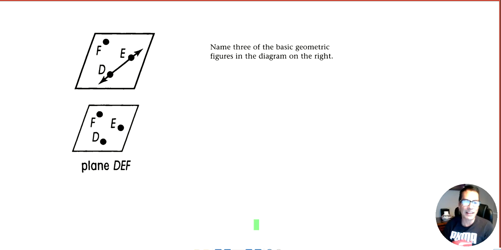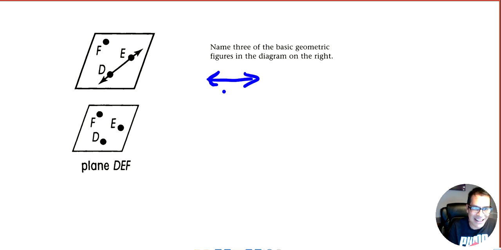All right, now let's name 3 of the basic geometric figures that we see here. Okay, so here we have a line, so we can say we have line DE, right? We can say that. What else do we have here? Okay, we can say line segment DE as well. Good job. Anything else? Yep. So we could say plane DEF.